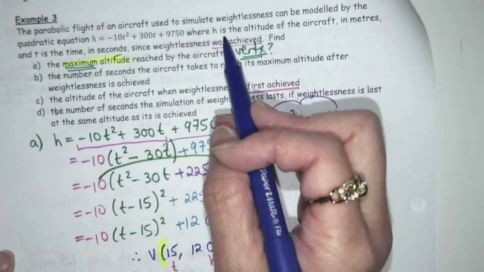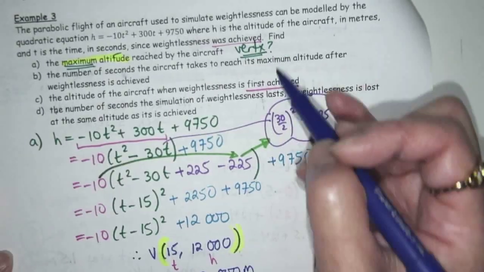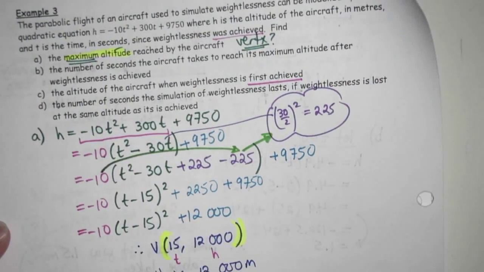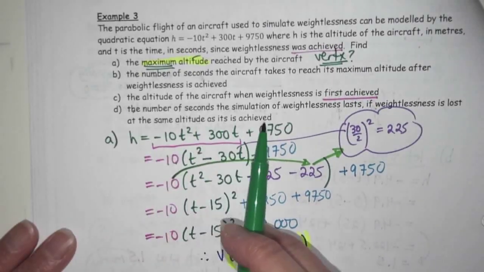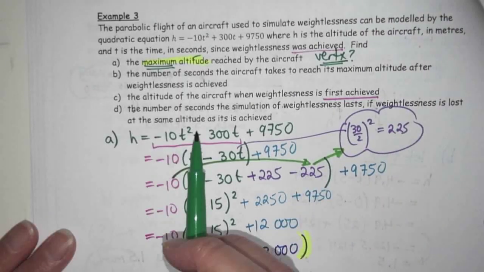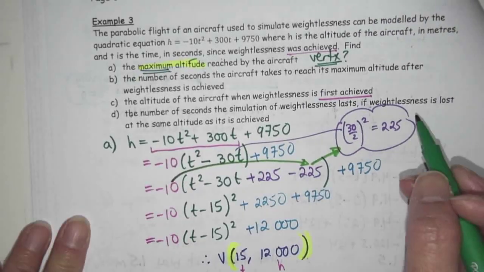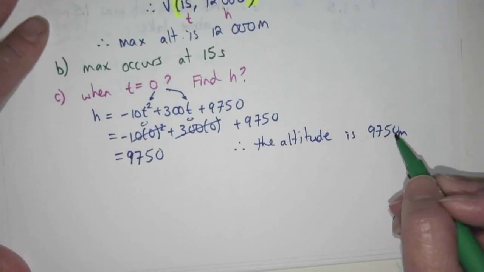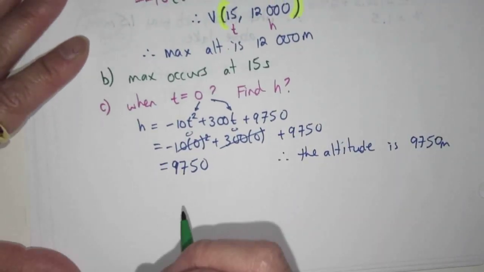And when you read the words, h is the altitude since weightlessness was achieved. When it first happened would be 0, the starting point of the graph. Okay, for D it says the number of seconds the simulation of weightlessness lasts if weightlessness is lost at the same altitude as it was achieved. So same means that you're checking when the altitude is 9750. And we're going to find the time for that.